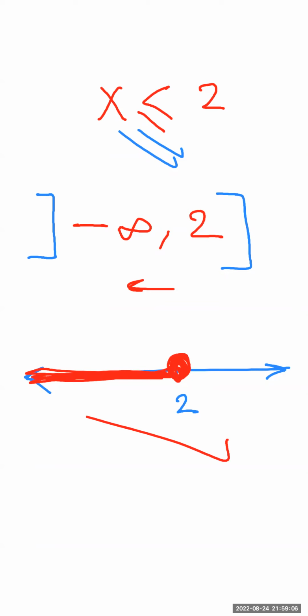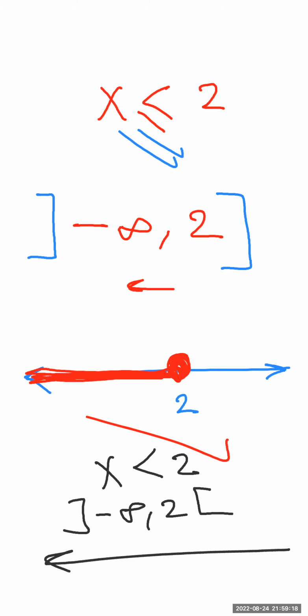Another one, if it's like this, x only smaller than 2. So it will be open from negative infinity and also from the side of 2. Now represented here, 2 open, unshaded, shade the negative direction. Okay, guys?